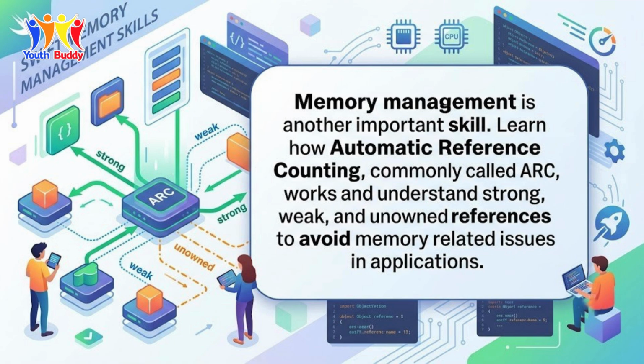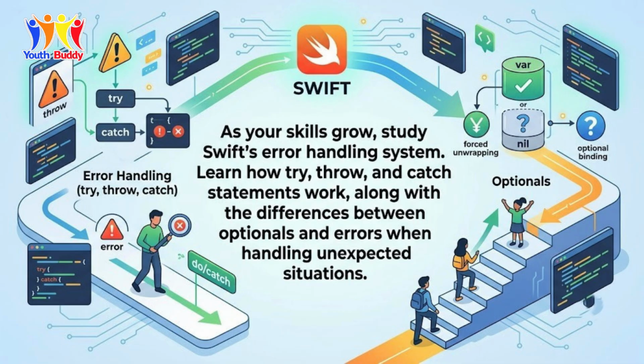Memory management is another important skill. Learn how automatic reference counting, commonly called ARC, works and understand strong, weak, and unowned references to avoid memory-related issues in applications. As your skills grow, study Swift's error handling system. Learn how try, throw, and catch statements work, along with the differences between optionals and errors when handling unexpected situations.